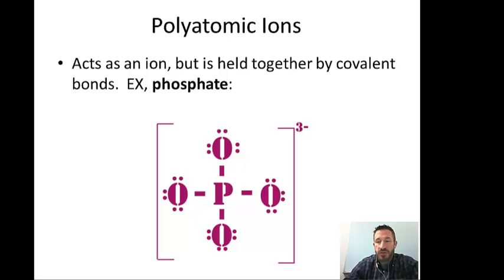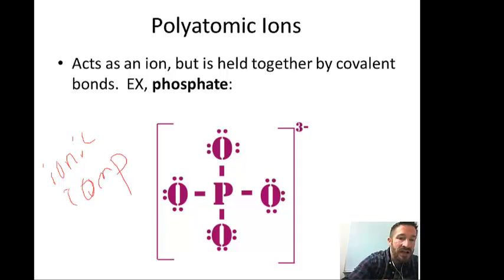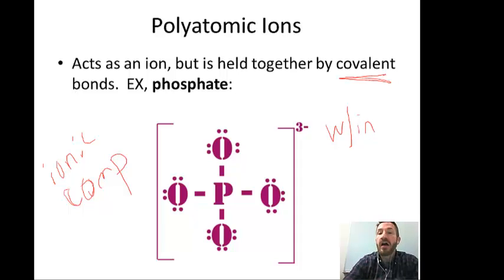The last thing I want to do is throw in polyatomic ions. We did have a few of these in the lab today. Polyatomic ions are interesting because they are part of an ionic compound. If you have a polyatomic ion, you will have an ionic compound. You do not have polyatomic ions by themselves. They're part of an ionic compound, but the polyatomic ion itself is held together by covalent bonds. So it's important to see that it has both characteristics. It is part of an ionic compound, but within the polyatomic ion, there are covalent bonds.